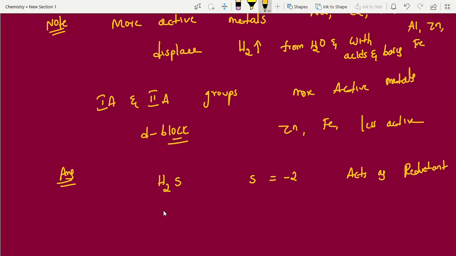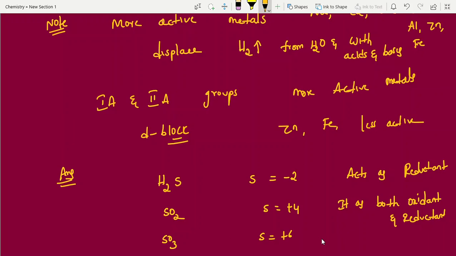Okay. And another case I gave, SO2. In SO2 sulfur oxidation state is +4. So it acts as both oxidant and reductant. Next, SO3, sulfur +6. What is this? The highest possible oxidation state, it always acts as what, students? It acts as an oxidant. This type of redox reactions is completed, which is the most important competitive point under this concept also.